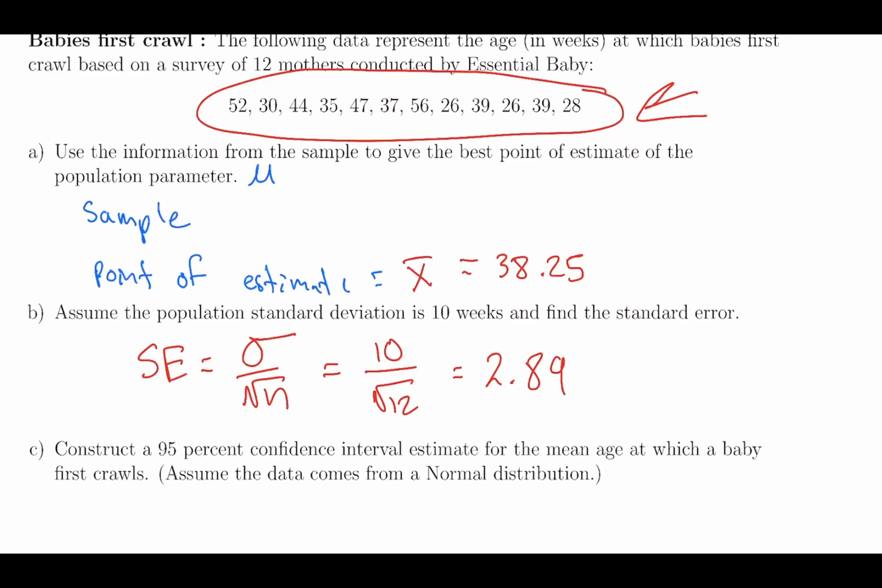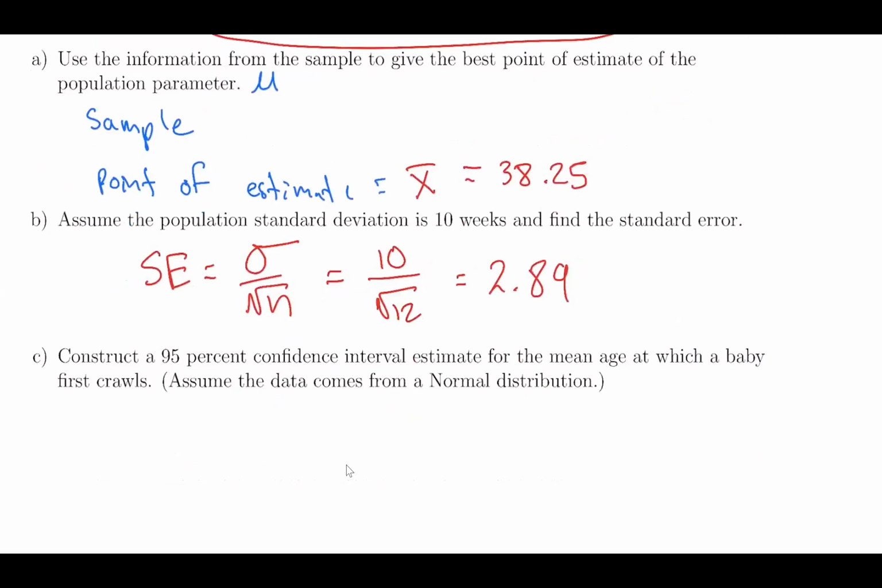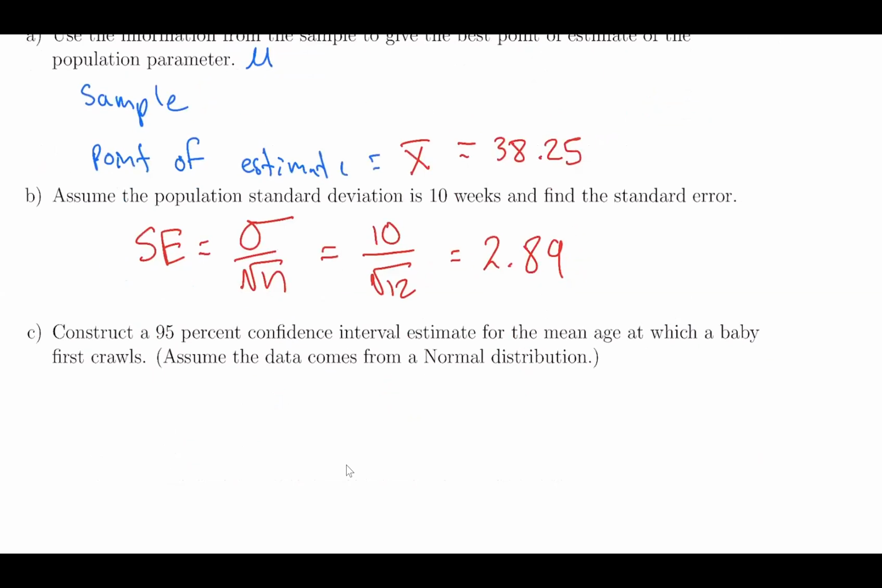Part C asks to construct a 95% confidence interval estimate for the mean age at which a baby first crawls. Assume the data come from a normal distribution. So for this one, we just want to do a confidence interval. What confidence level do we want to use? 95, perfect. So we want 95%. We'll put CL for confidence level to make it easier.